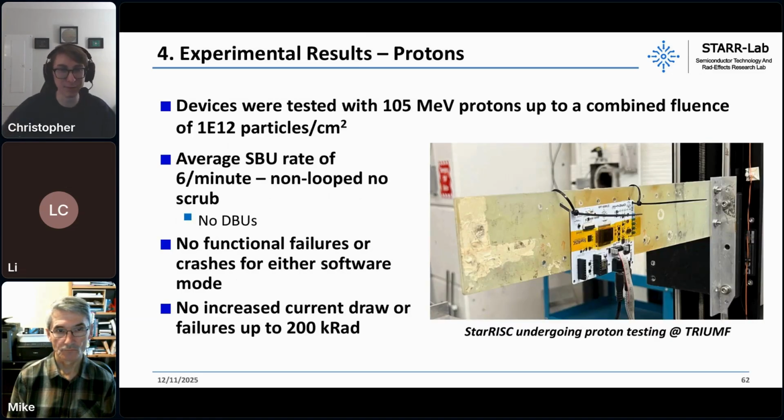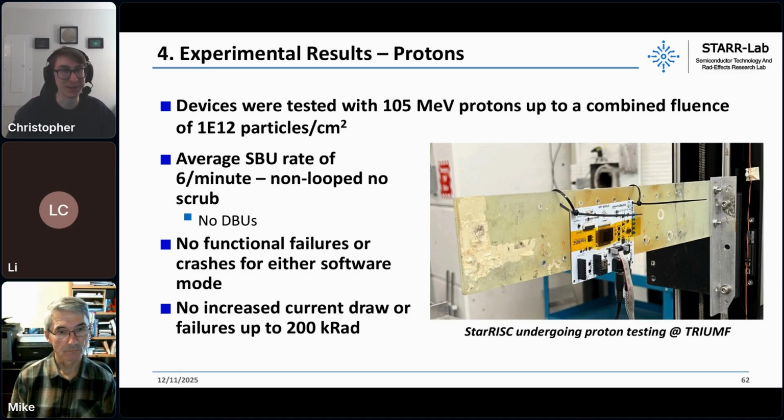Okay, I think with that out of the way, we'll get into some results and start to look at some neat pictures and graphs here. So this was testing that was done at TRIUMF, so that's with those protons in Vancouver. During the testing, we had a relatively small number of bit upsets occurring in the memory, about 6 per minute. That was for that non-looped and no scrub test. But we sat there for quite a while, and it was both exciting and a little bit boring in the sense that we didn't see any software failures or functional failures of the device for the whole test campaign that we were there.